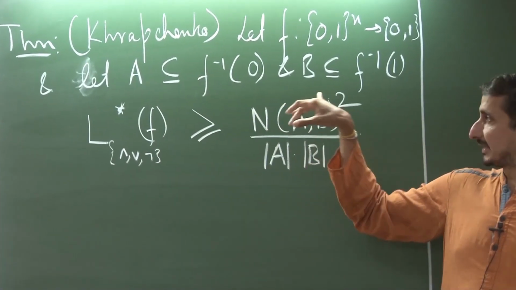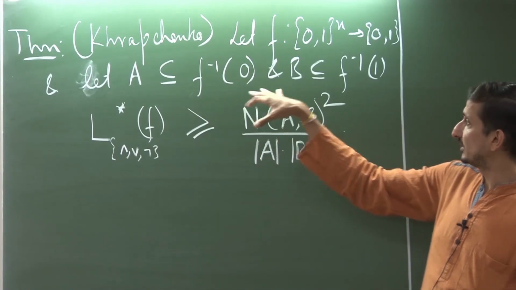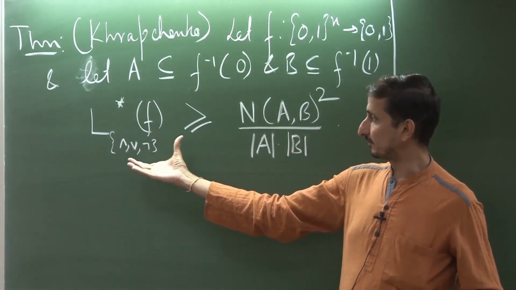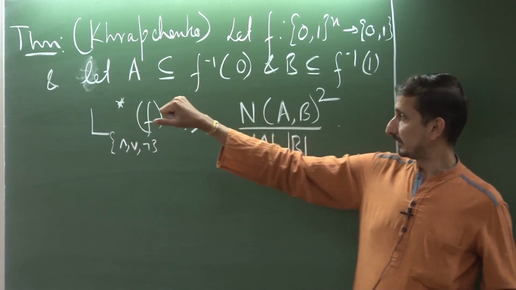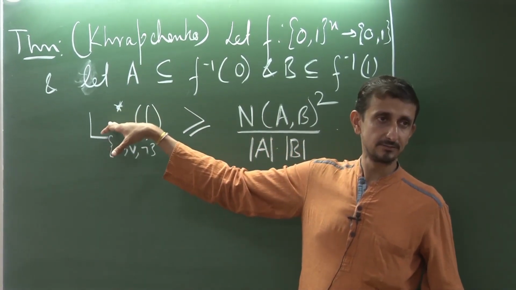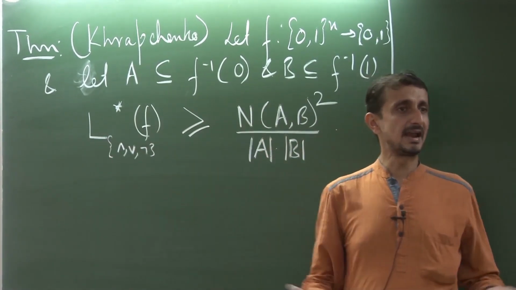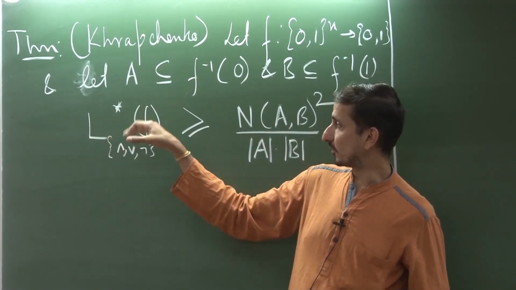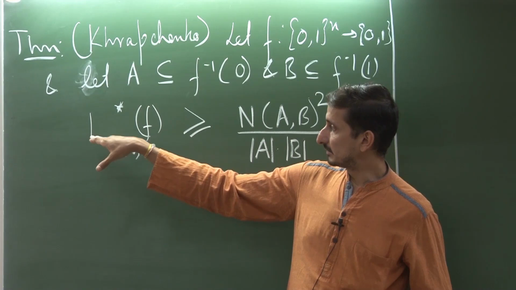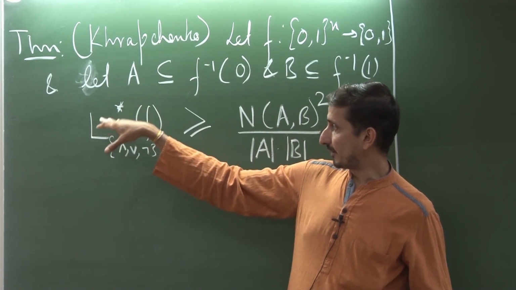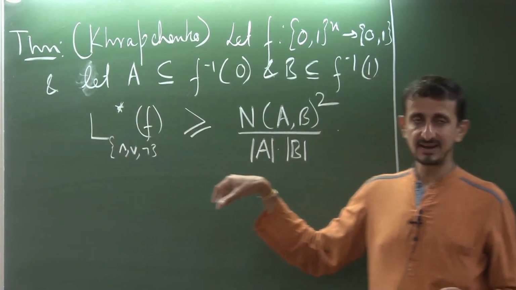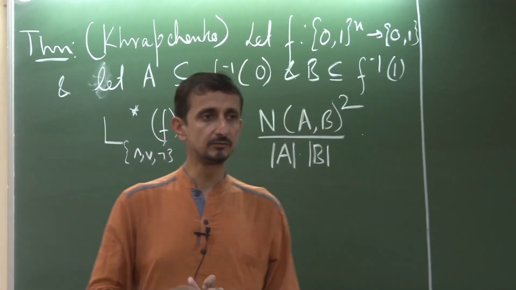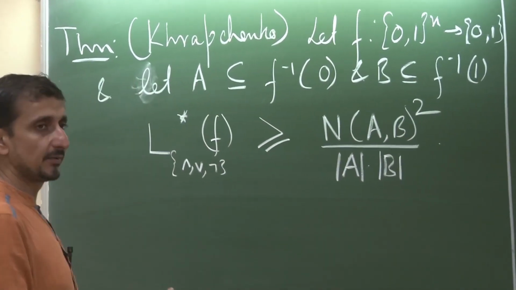And what this theorem says is that if we have a function f and take any two sets A and B such that A maps to 0 and B maps to 1, then the size of the formula, where size means the number of AND and OR gates, will be at least this much. So, the smallest formula for f, counting the AND and OR gates, has size at least this much. So, how do we prove this theorem? Any questions?